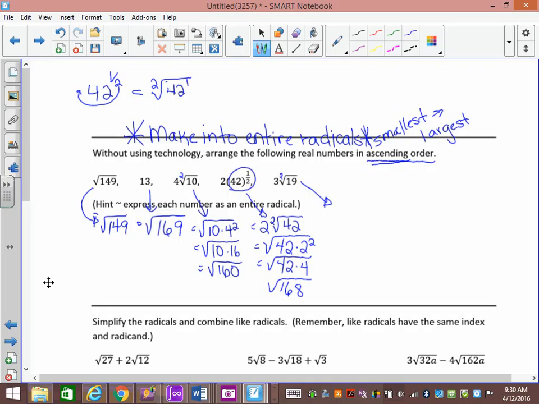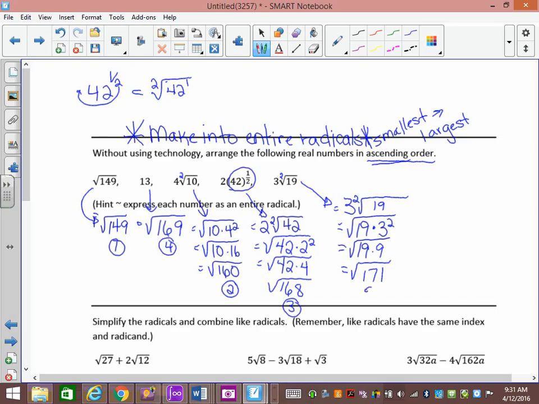So it's going to be 3 square root 19. I take this 3 raised to the 2, and then drop it underneath. So 19 times 3 squared. 19 times 9. What's 19 times 9? 171? So now if I want to list them from lowest to highest, square root 149 is the smallest. Square root 160 is next. 168 next. 169 next. And 171.